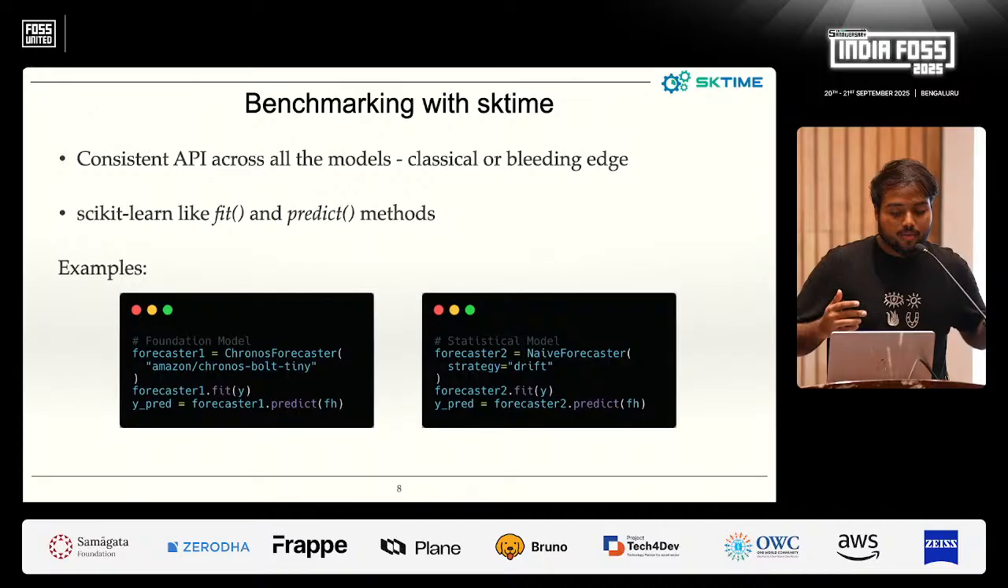Then we come to how skTime helps in benchmarking. As I previously mentioned, skTime has a consistent API across all models. In the examples, you can see a foundation model, Kronos, which was recently released by Amazon Research Labs. It has the same interface as the naive forecaster, which is a statistical model probably from the 60s or 70s. So you don't have to change anything if you want to change your model. If you want to try different things out, you just have to change 2 or 3 lines and you're done. You don't have to worry about recreating the entire research interface.